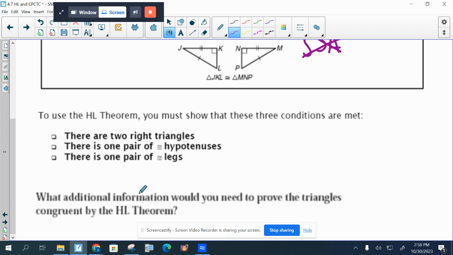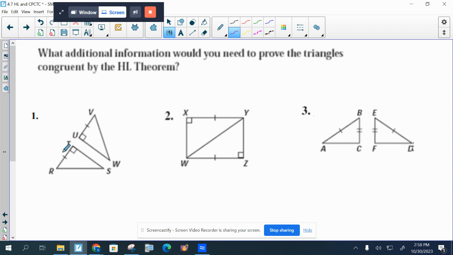So what additional information would you need to prove the triangles are congruent by the HL theorem for these triangles? In order for number one, well, you already know that they are both right triangles. You already know that one of the legs is congruent, but now you need to know that the hypotenuse is congruent. So you need to know RS is congruent to VW. That's the third part you need.